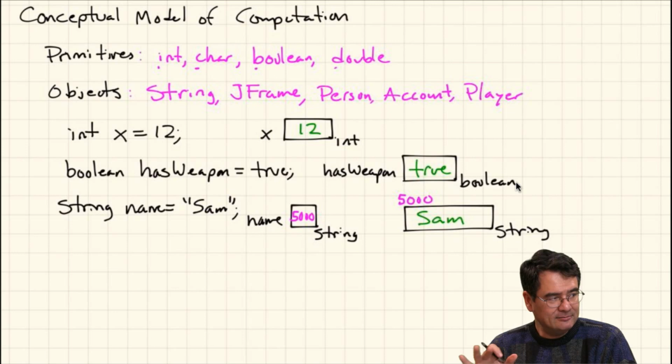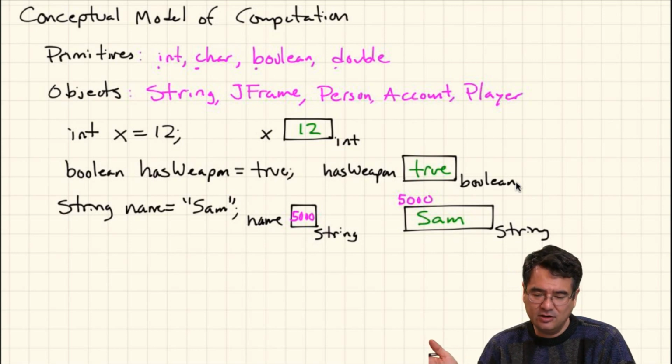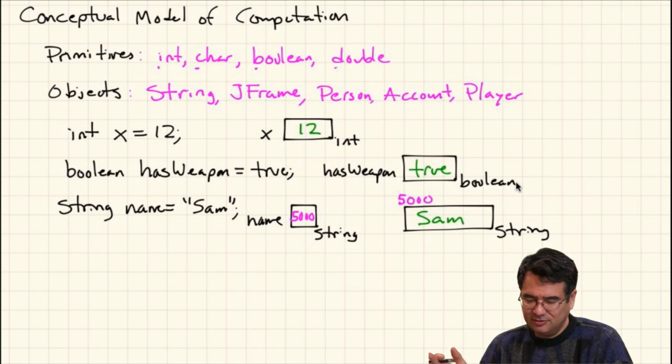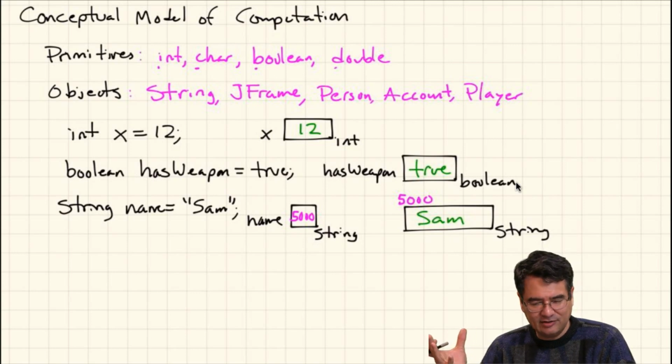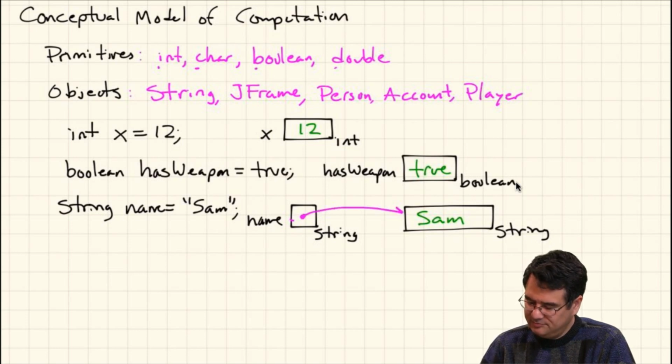Okay, but from a programmer's point of view, we don't actually care what the address is. In fact, we may never even know what the address is. So we might put a 5000 there just to make it clear in our minds what's happening. But what we actually do, rather than put numbers there, is we put an arrow. And that means the same thing.